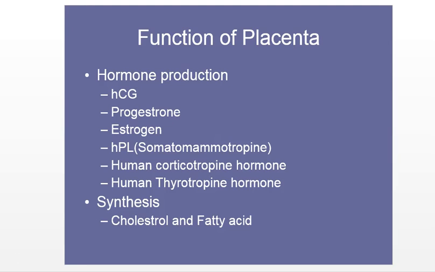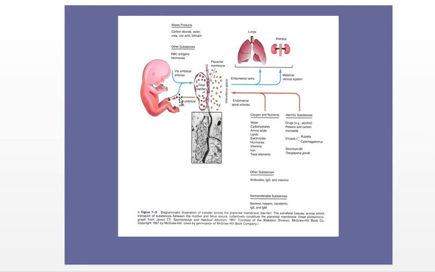You can see the placental barrier of the 4th month, that as I told you, consists of the 2 layers, syncytium and endothelium of fetal capillary. This is a summary of the role of the placenta.